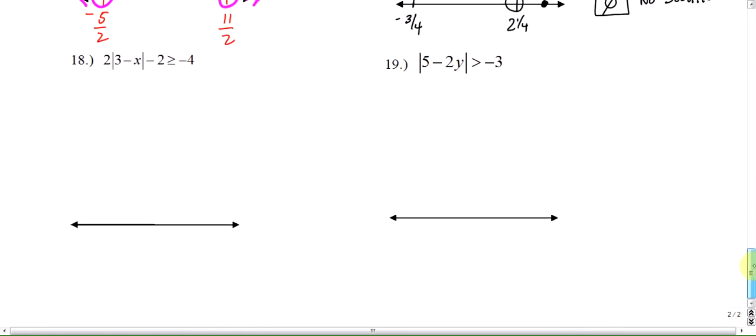Last two, number 18, I'm going to add 2 to both sides. I'm going to divide by 2. Now this one has that weird thing again where it's negative, but I don't think this one's going to be no solution because this needs to be bigger than negative 1, which means it could be positive. So let's split.